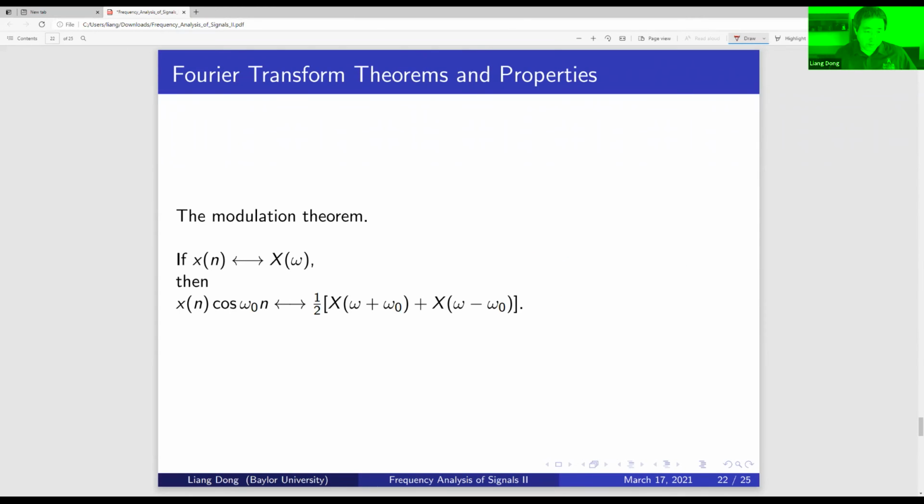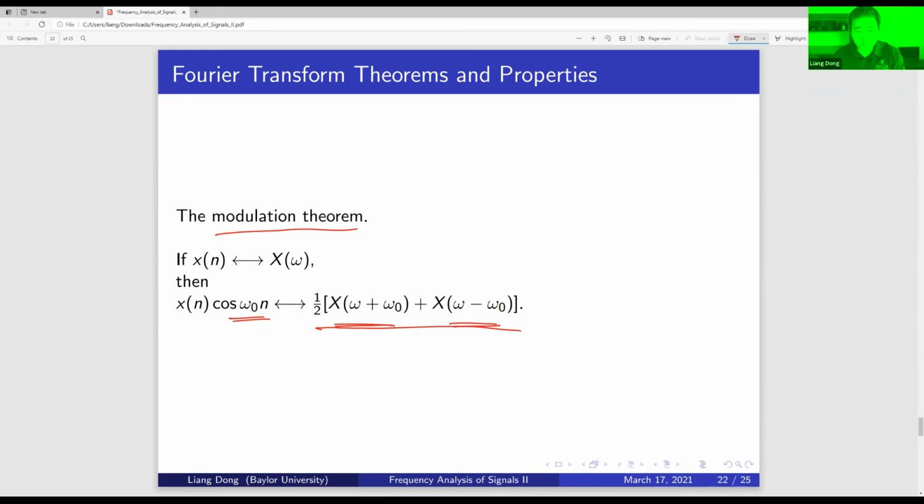Modulation theorem, now we give this name, modulation theorem. Originally, the modulation theorem is where we multiply by a real sinusoidal signal, cosine omega 0n. So this is just the same as what we had on the previous page. We have two parts, one at omega 0, one at negative omega 0 frequency, and each part is a half. So putting together, I get the same energy as my time domain signal.